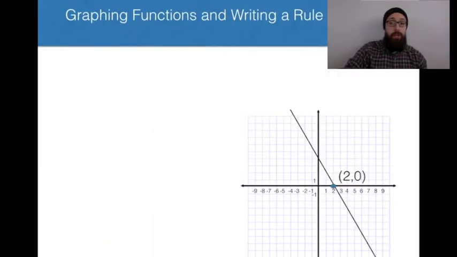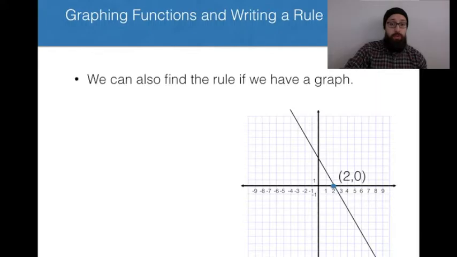So now we're going to talk about finding the rule when we have the graph already. So if you look at this graph, we already have a line and it's going through 2 on the x-axis and 0 on the y. So it's not going anywhere up and down.